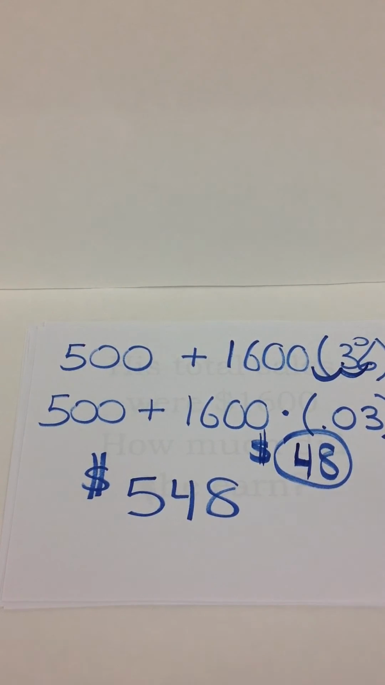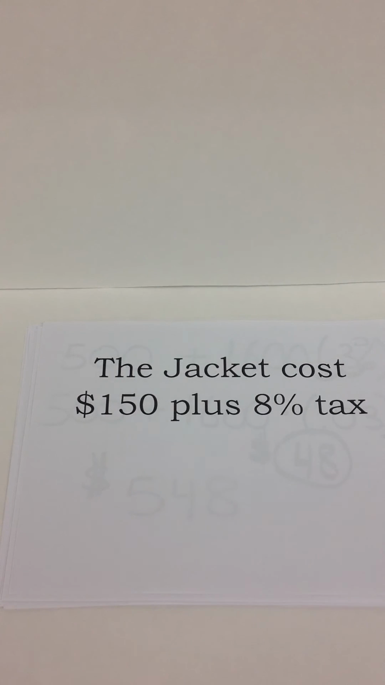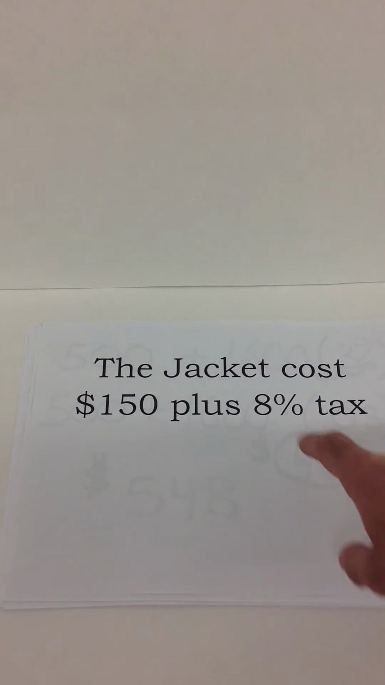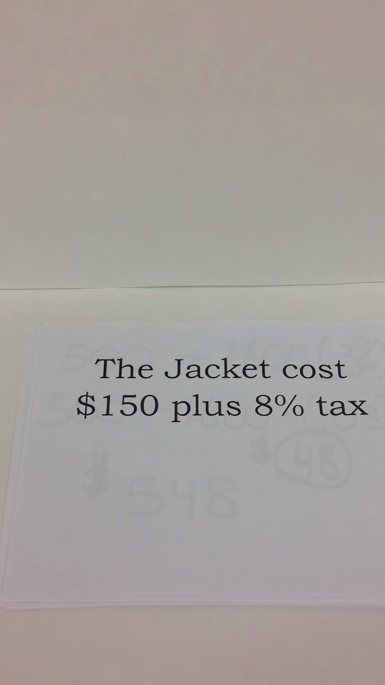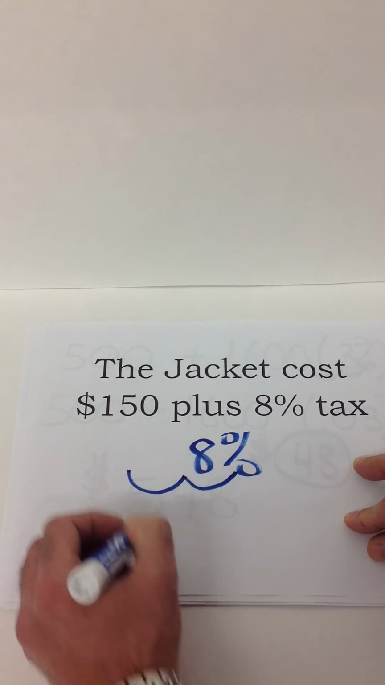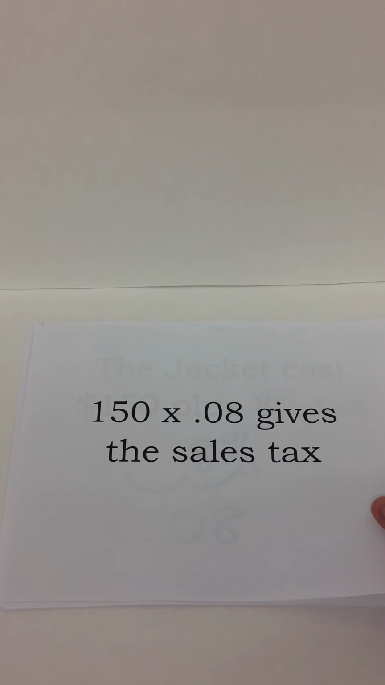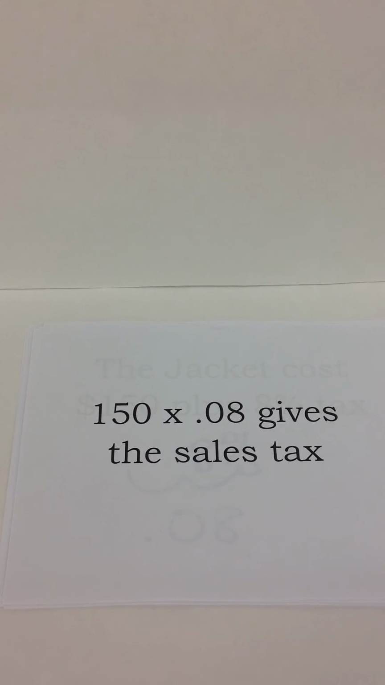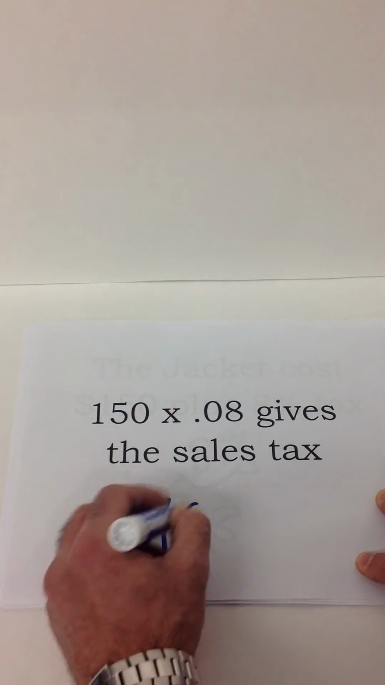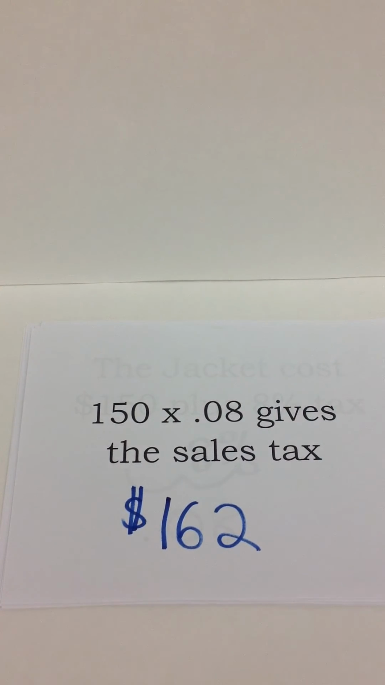Let's do one more. Let's say you go to the store and you buy a jacket that costs $150. But there's tax, unless you go to Pennsylvania. Let's say the tax was 8%. We want to move this twice, and it becomes 0.08. So now we're just multiplying 150 times 0.08 gives us the tax. Multiply that and you get $12. So the total sales would be $162. Okay, great job.